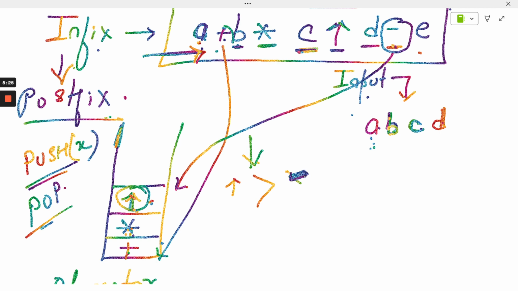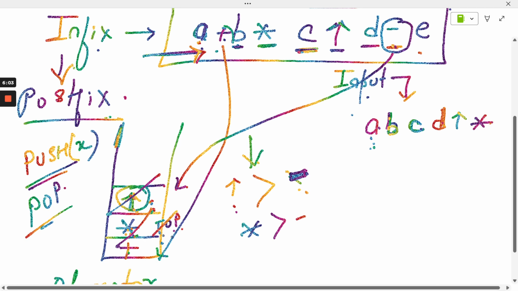So we see that when the precedence of the top is higher than the look ahead symbol, then we pop it out, and when we pop it out, we write it to the output here. Now the top will be decremented to here. Again, we compare this star with the look ahead symbol. Star has higher precedence than minus, so we will pop out this star and place it here.